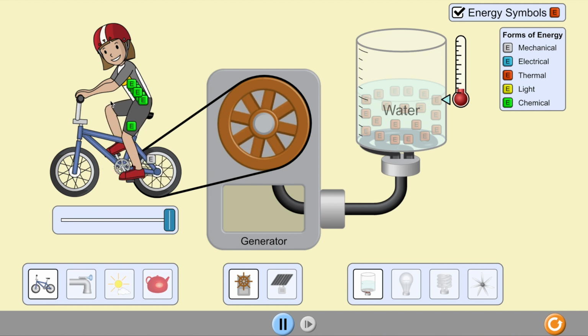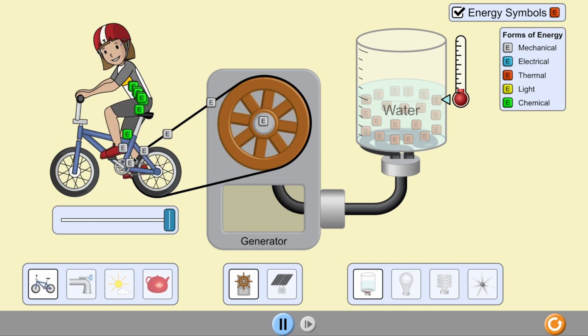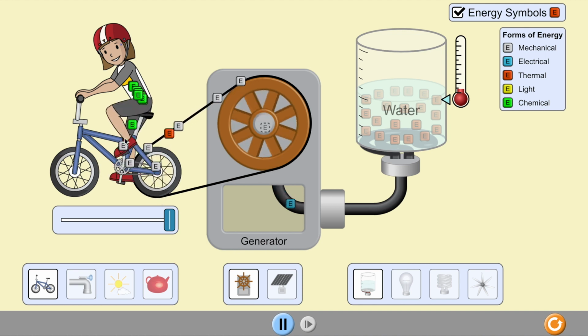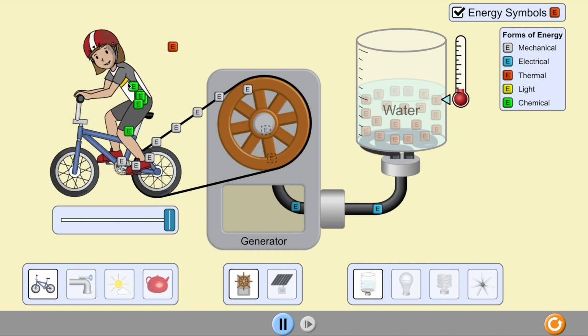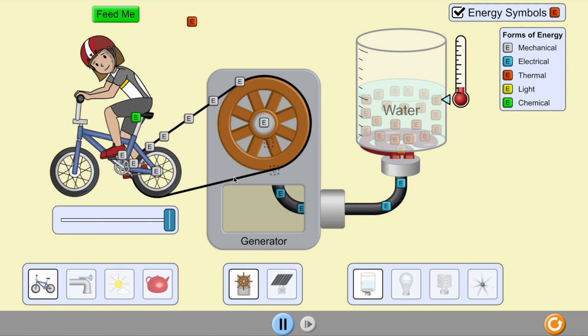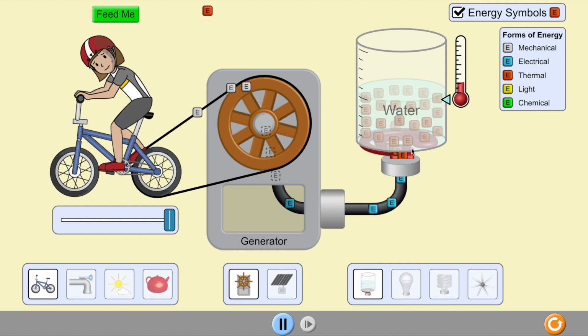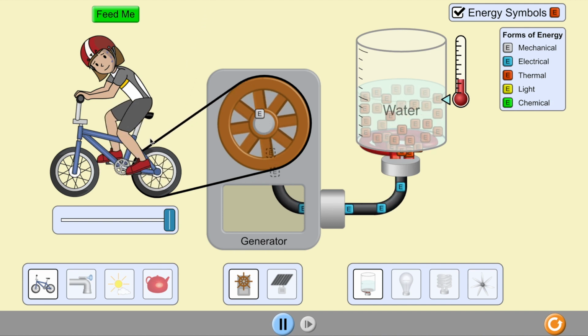That mechanical energy will get converted into electrical energy, represented by the blue E in our simulation. Electrical energy is the energy that results from the flow of an electric charge. And finally, that electrical energy will get converted into thermal energy, or heat energy, which is produced when the rise in temperature causes atoms and molecules to move faster and collide with each other.